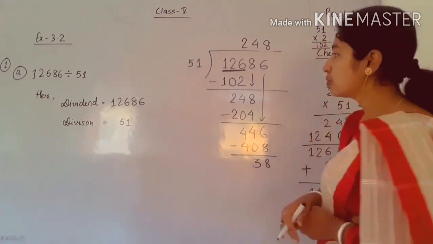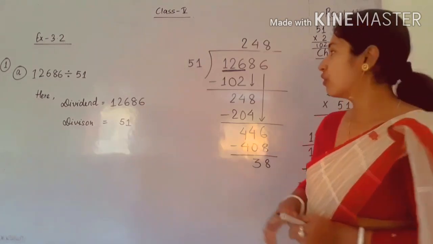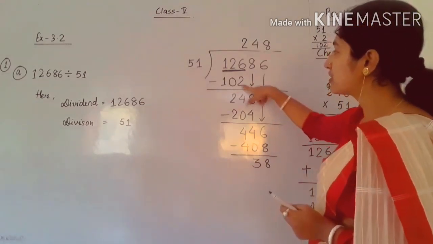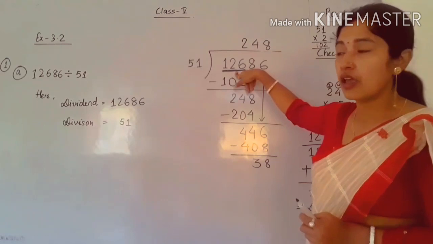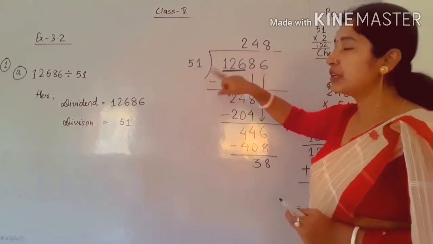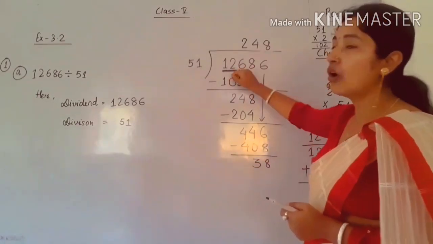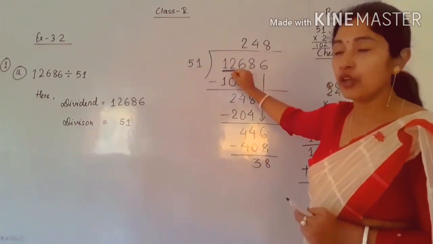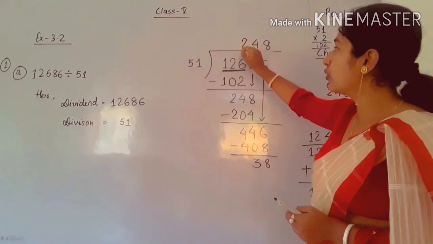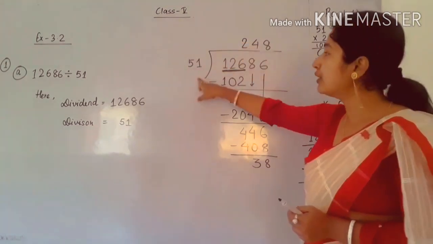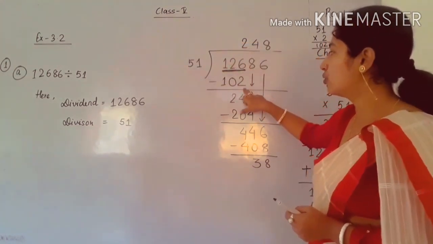51 twos are 102. So see, 102 is a number which is less than 126. If you go to 3, meaning 51 threes, then you will get a number which is more than 126. So we will go to 2. So 51 twos are 102.